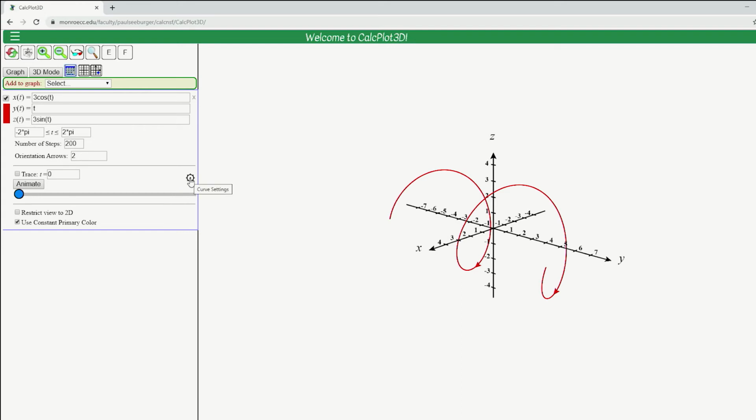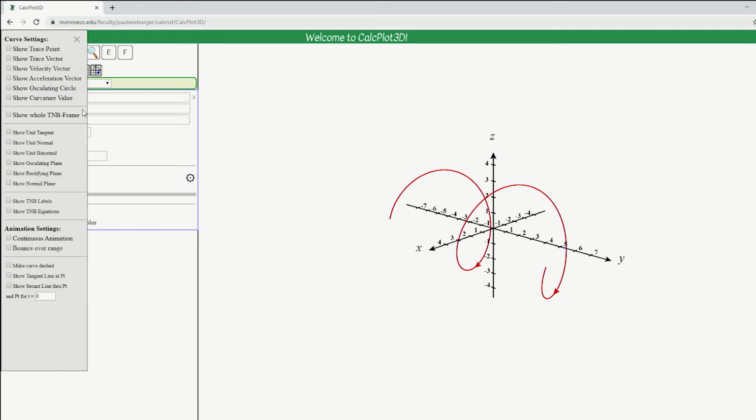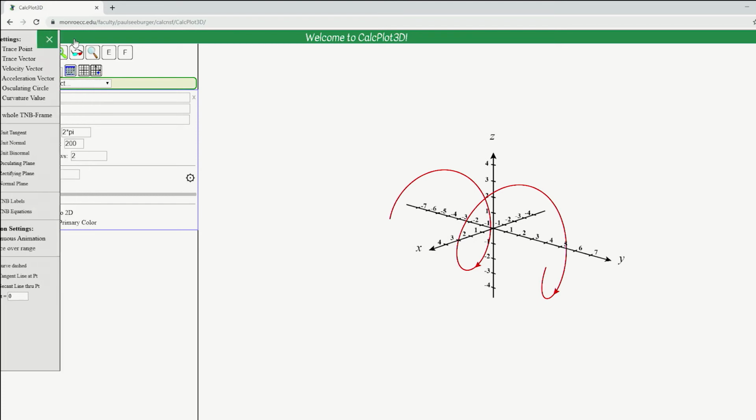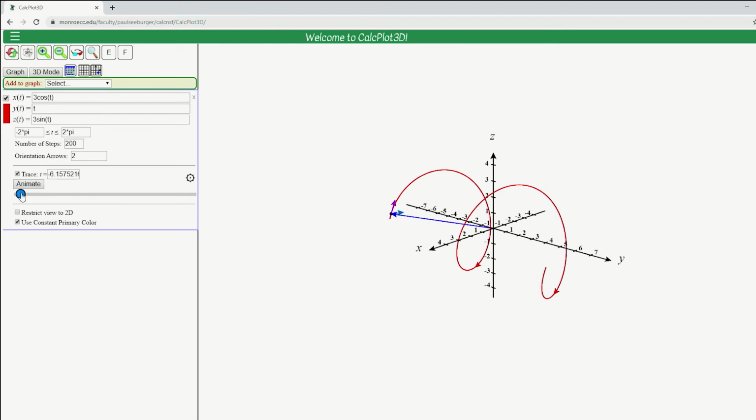And then I'm going to go over here to the settings, curve settings, and I'm going to select a few things. I want to see a trace point and a trace vector. Those are selected by default, but I had already unchecked them. The other default settings are that it will show a velocity and acceleration vector, which you can look at too, but we want to focus here on the unit tangent and the unit normal vector to that curve. So I'm going to check those. And then here, when I drag, you can see those vectors there.